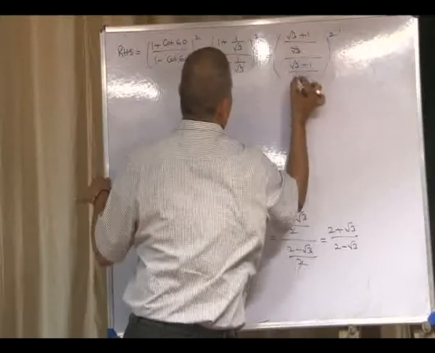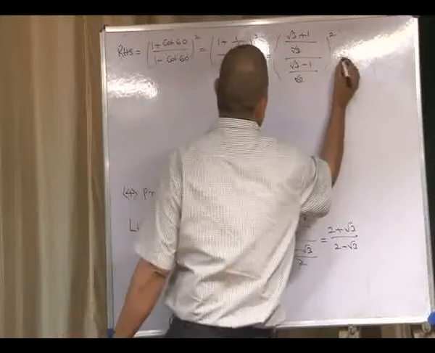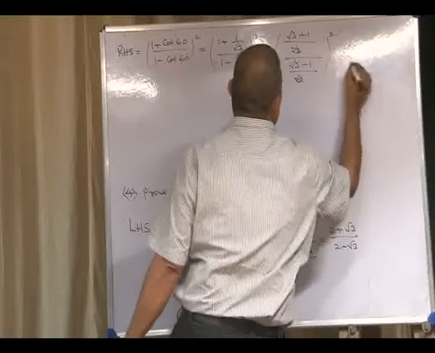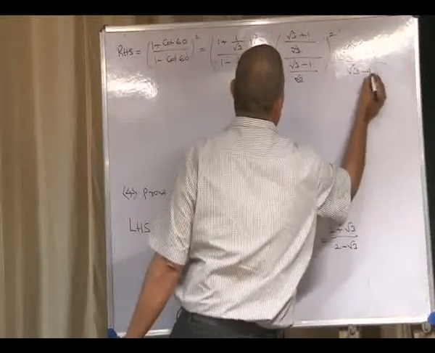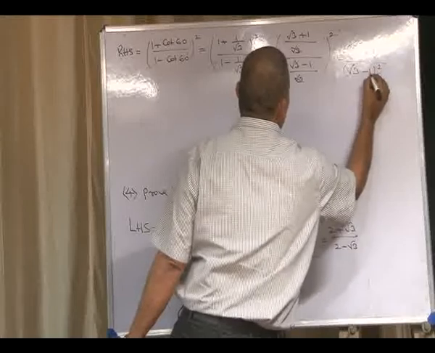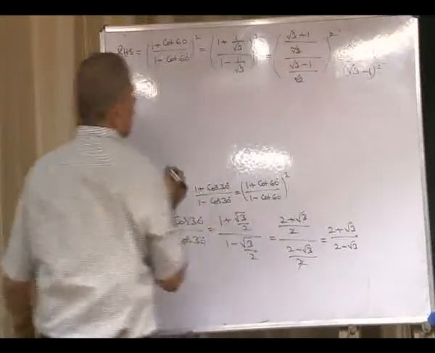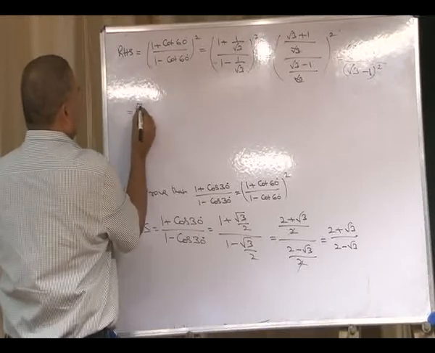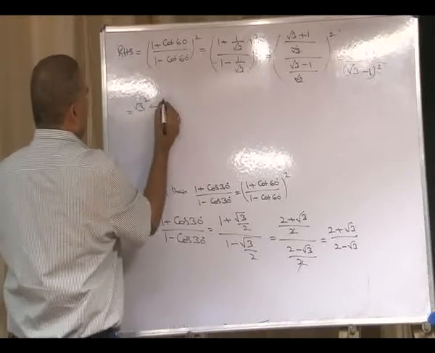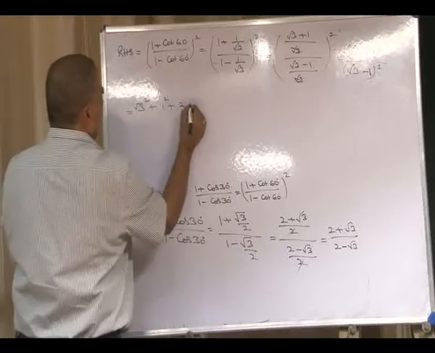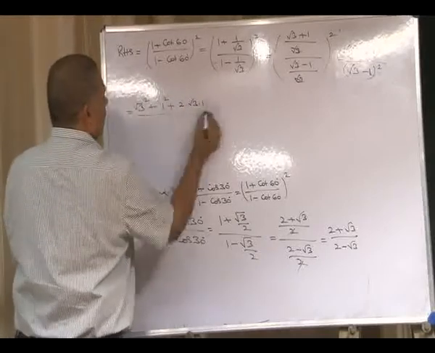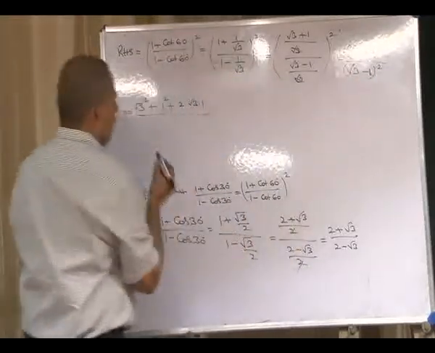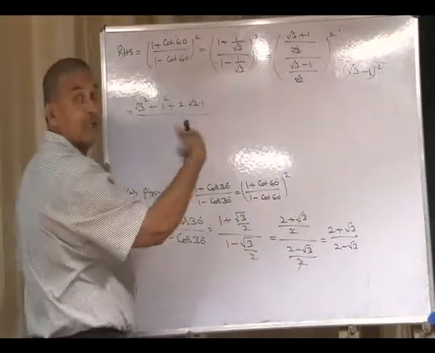Here this root 3 cancels. The square applies to both the numerator and denominator. Root 3 plus 1 the whole square by root 3 minus 1 the whole square. Root 3 plus 1 the whole square is root 3 square plus 1 square plus 2 into root 3 into 1. That one is in the form of a plus b the whole square. Denominator is in the form of a minus b the whole square.